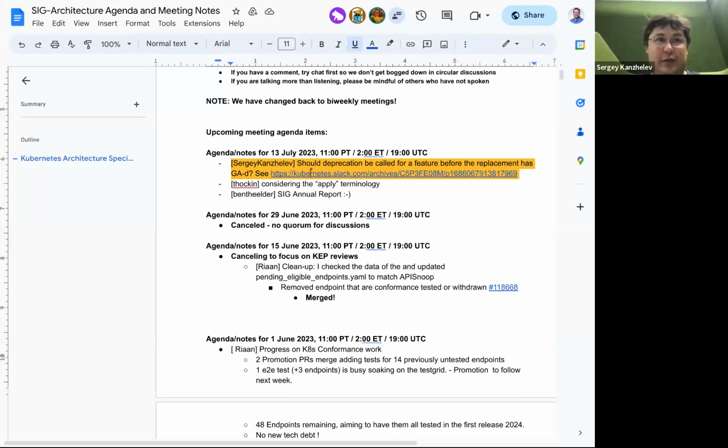And I would strongly advocate marking something as deprecated only when we have replaced it with a GA feature, or when we are saying that it's clearly out of scope of Kubernetes and you need to switch to some other way to achieve the same thing. So David has a question.